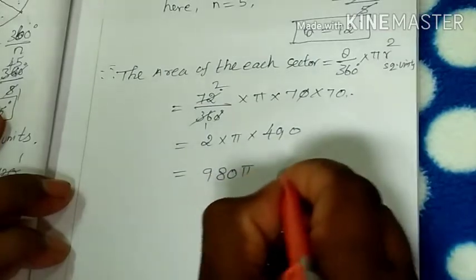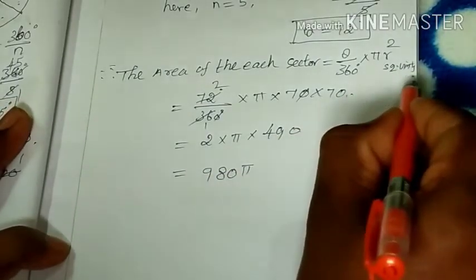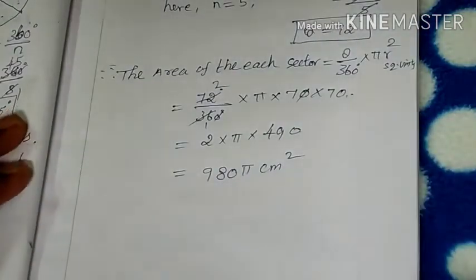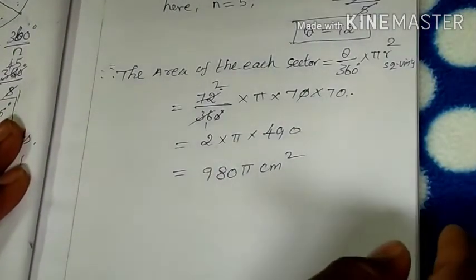Then this is the pi. Then the square unit is in your formula. The unit is centimeter, so centimeter square. That's all, your answer. Have you understood?